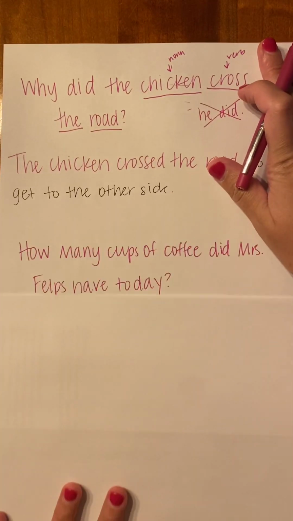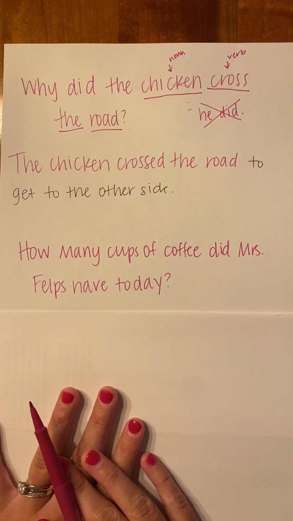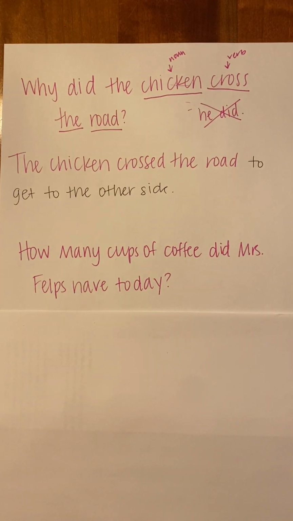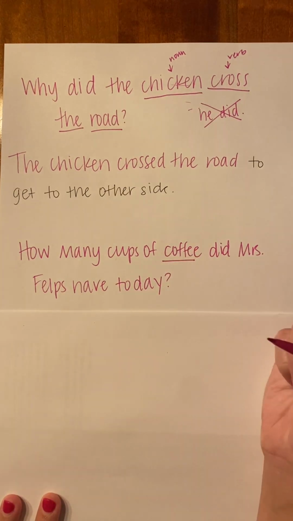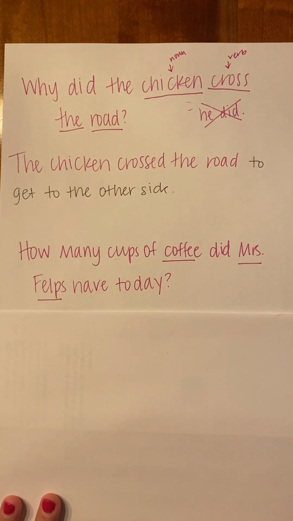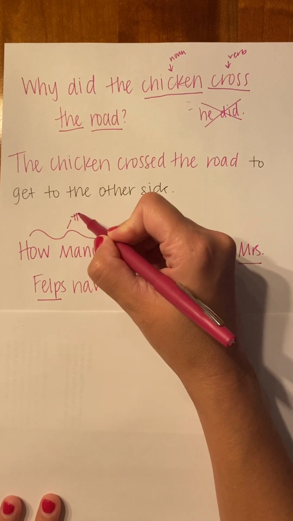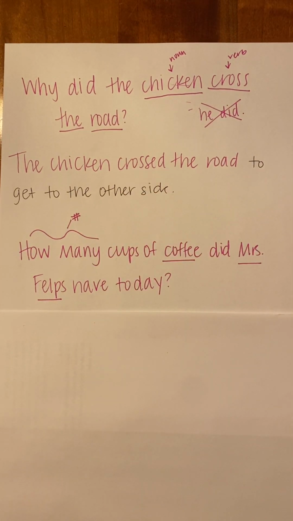Okay, let's say we had another question. How many cups of coffee did Mrs. Phelps have today? Okay, so let's do a couple of things. In this case, there are several nouns in this sentence, right? That we want to make sure that we might use in our answer, right? We've got coffee, that's important. We have Mrs. Phelps, that's important. And then this question is also asking how many, right? So that's telling me typically I have a number.